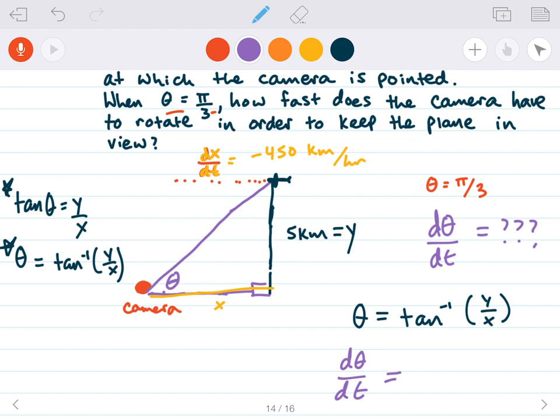And so the derivative of tangent inverse is special. It's special because, remember, we talked a little bit about these inverse trig derivatives. Let's write it over here. Let's write the derivative of tangent inverse is just 1 over 1 plus x squared.